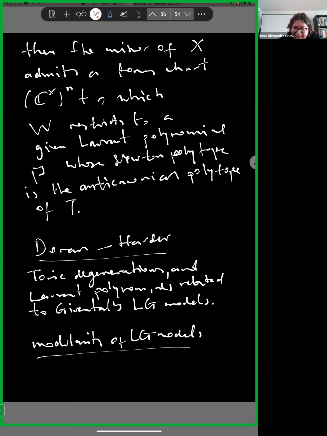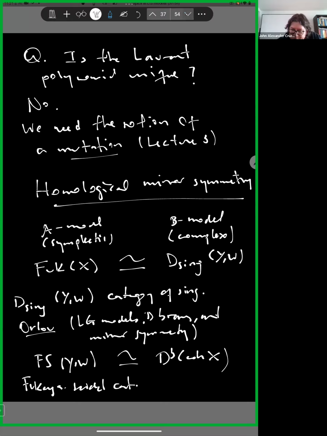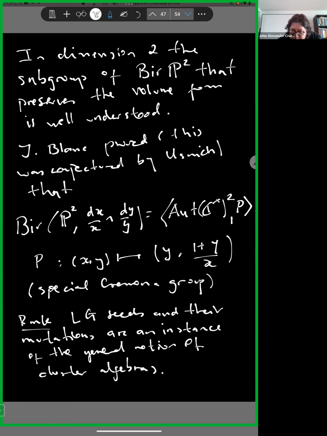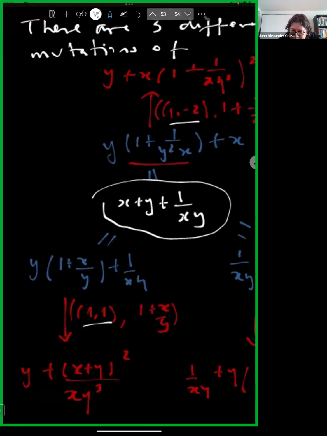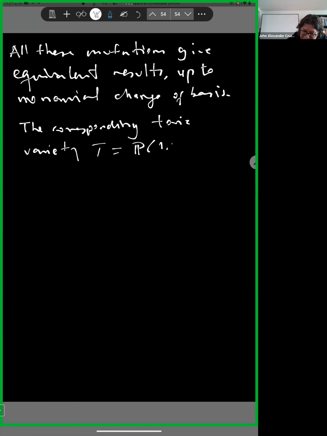That's good. So let's go back to here. This means that for these mutations we did, the corresponding toric variety T is equal to this projective plane, which is actually a Q-Gorenstein deformation of P2. This QG means Q-Gorenstein, right?